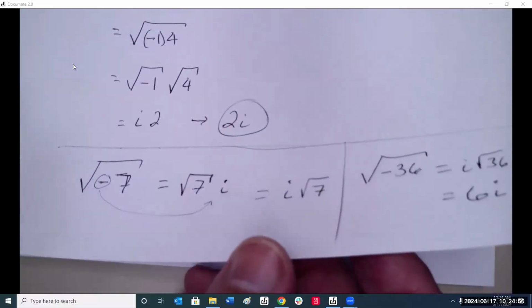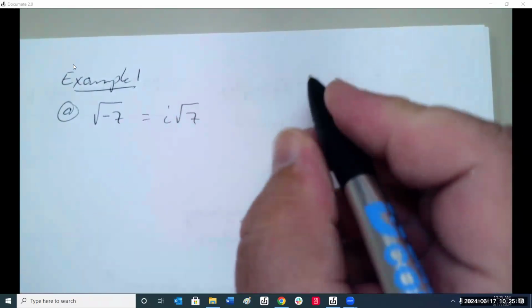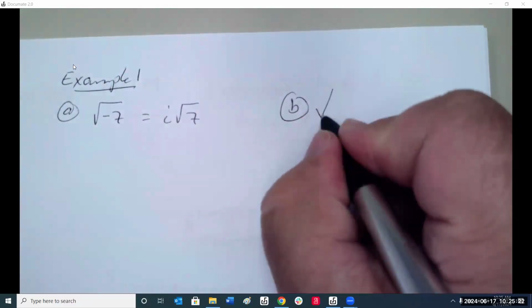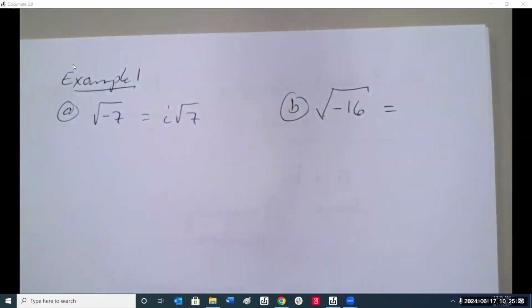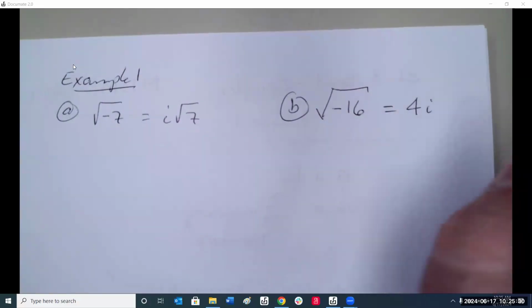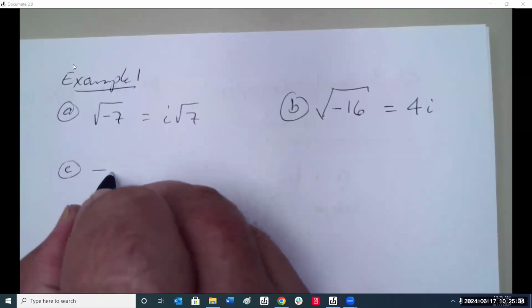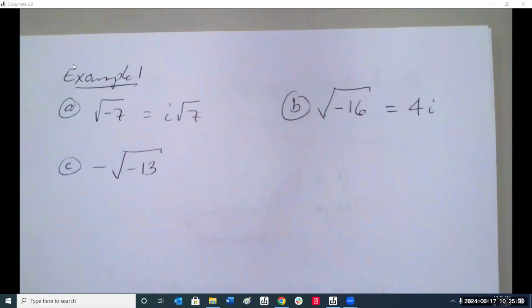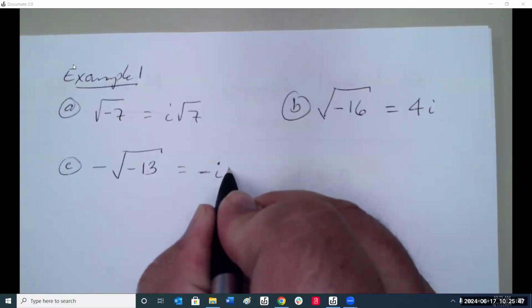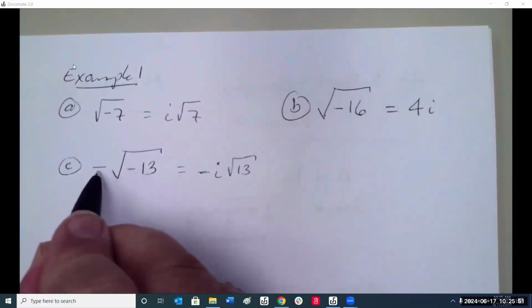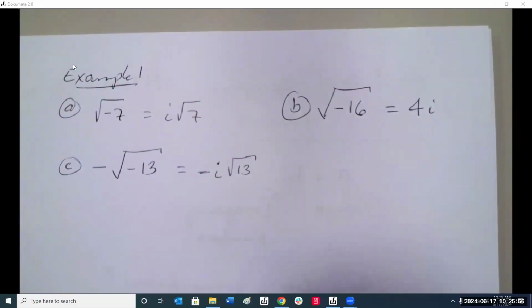Let's look at example one. Radical negative 7, we did that already. Radical negative 16 equals 4i. Very good. Negative radical negative 13. Very good. Negative i radical 13, because you cannot distribute inside there. Those negatives don't cancel. If it's a negative outside, the negative stays outside.